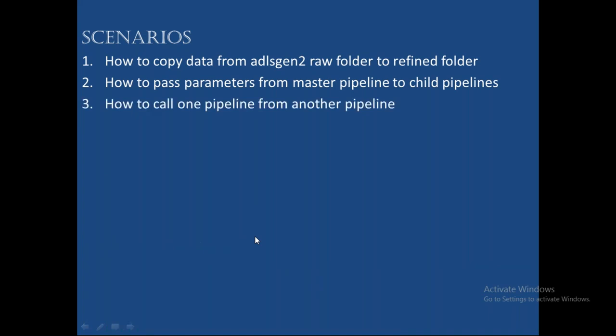See, you don't have any relation between two pipelines, but you can call one pipeline from another pipeline by using which activity? Execute pipeline activity. Next, ADF won't support nested for each, but how to achieve it? Okay, so that is what we are going to see.